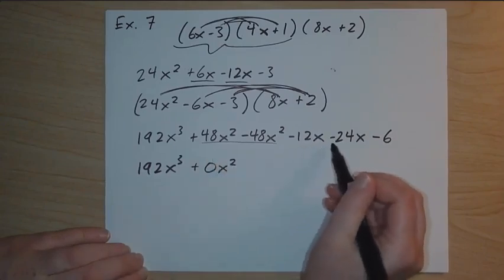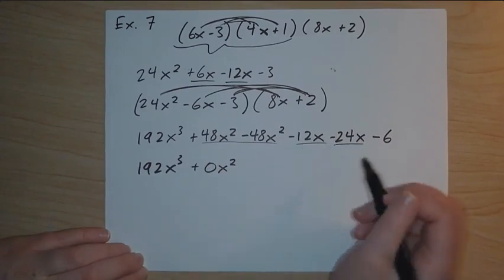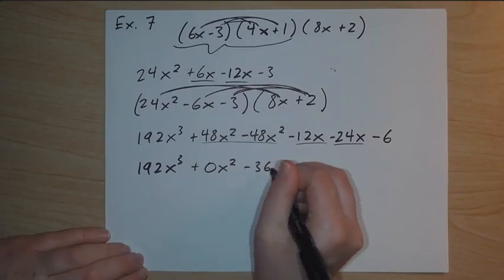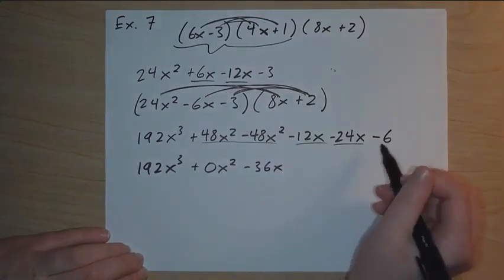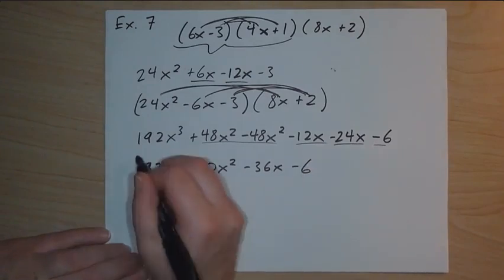And then we have negative 12x minus 24x. These are like terms, and that's going to give us negative 36x. And then negative 6 stands on its own. So this is our product.